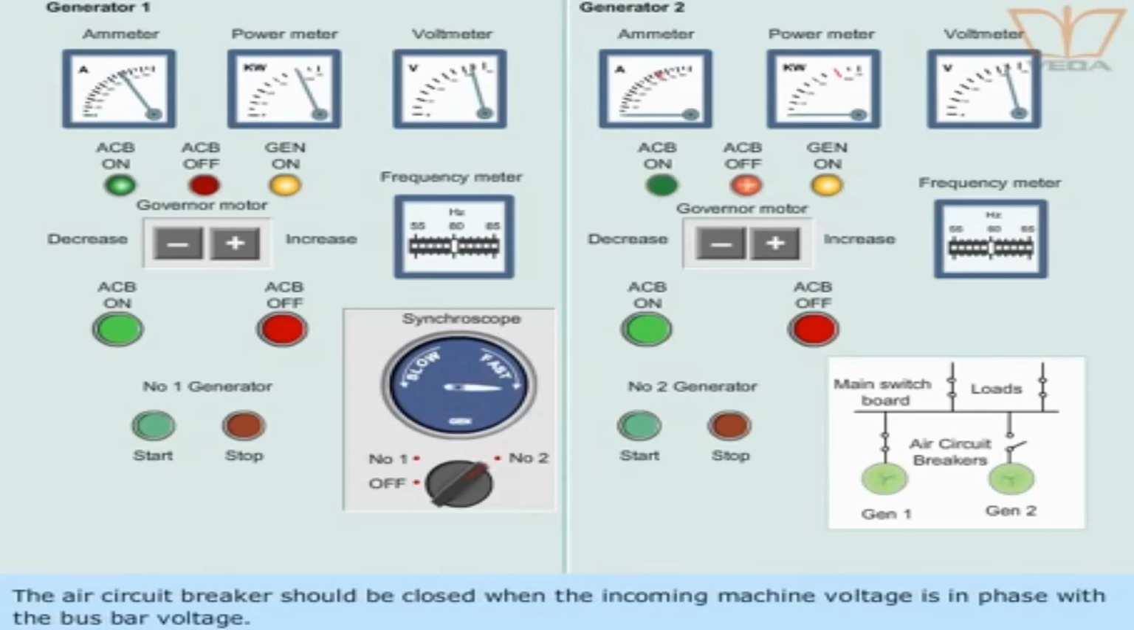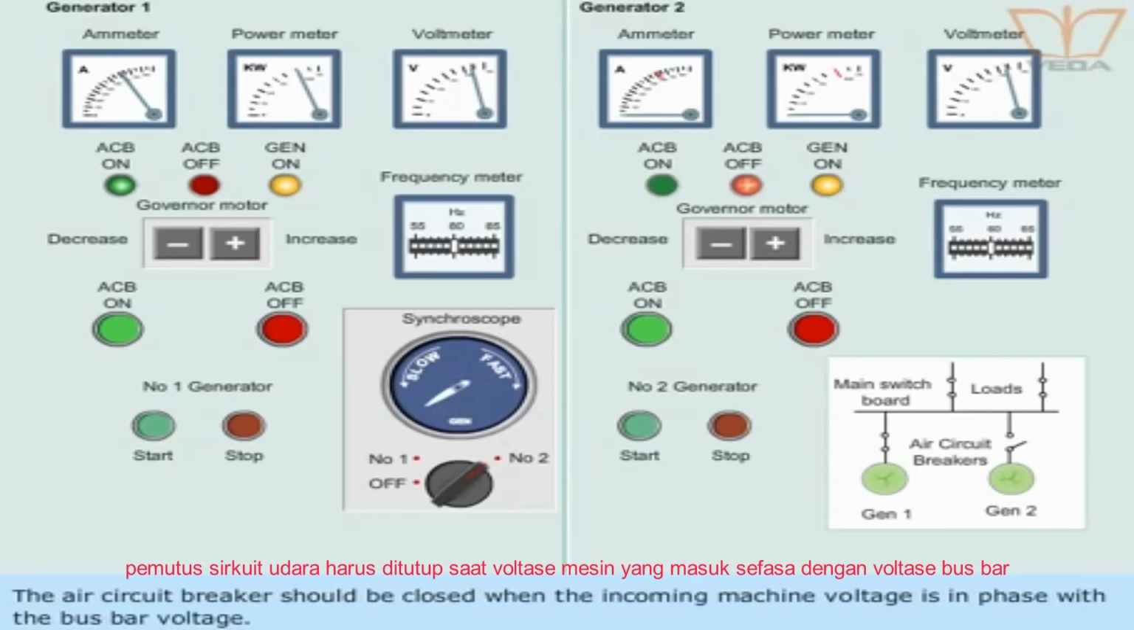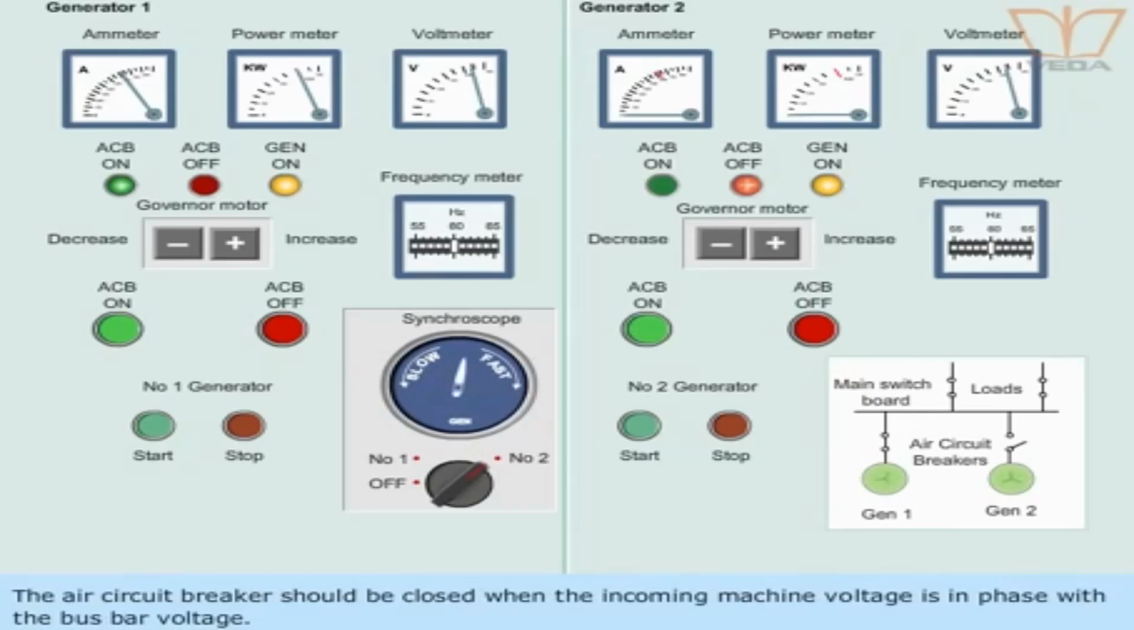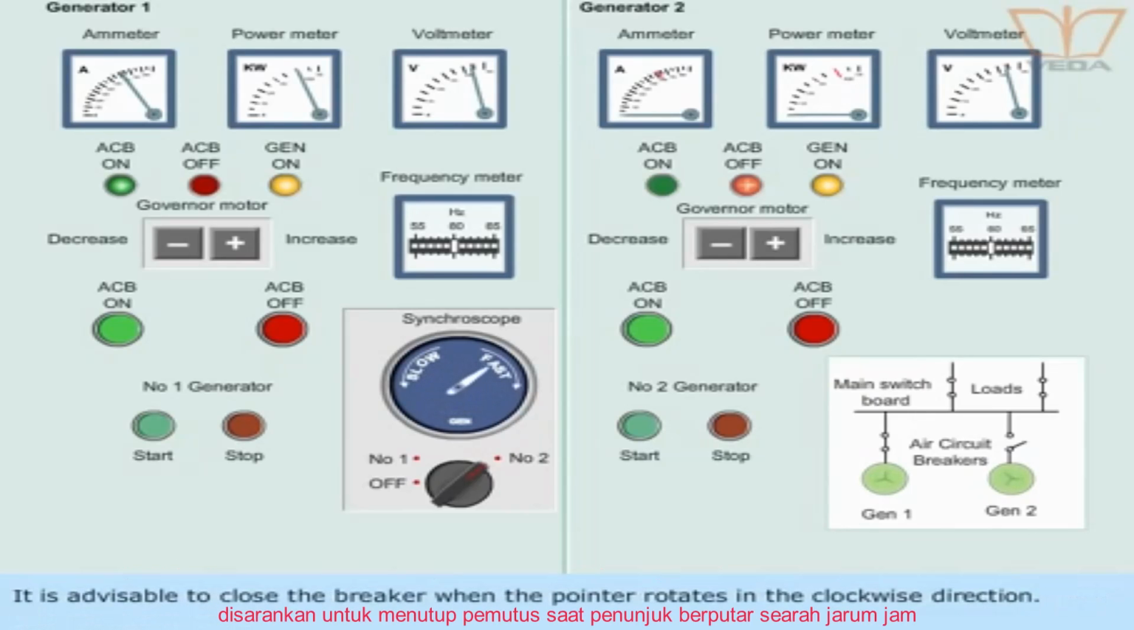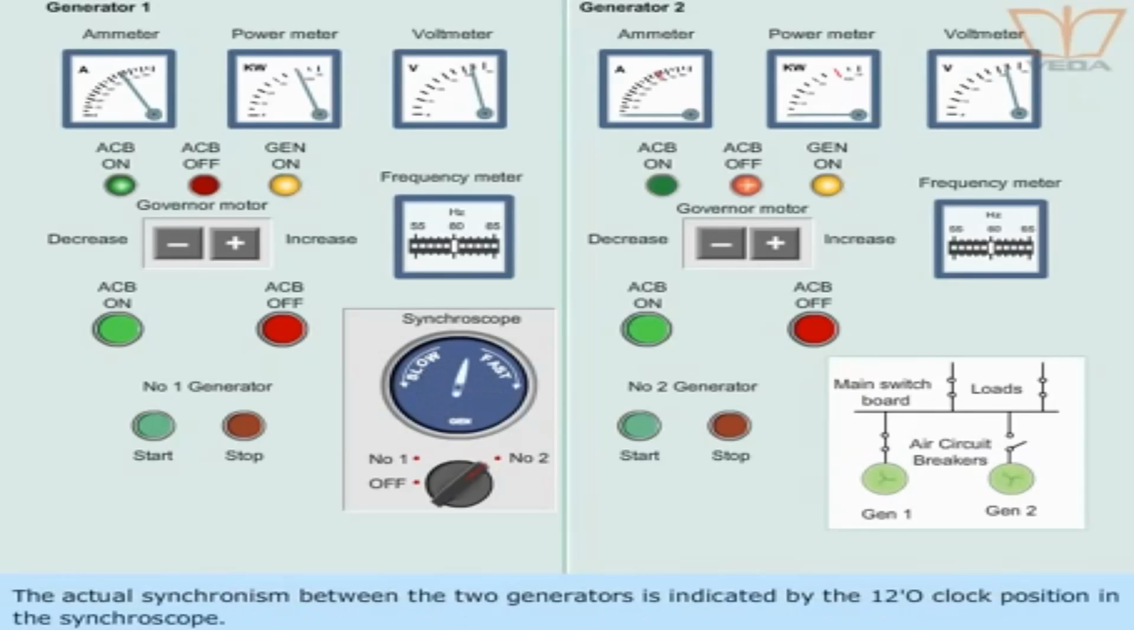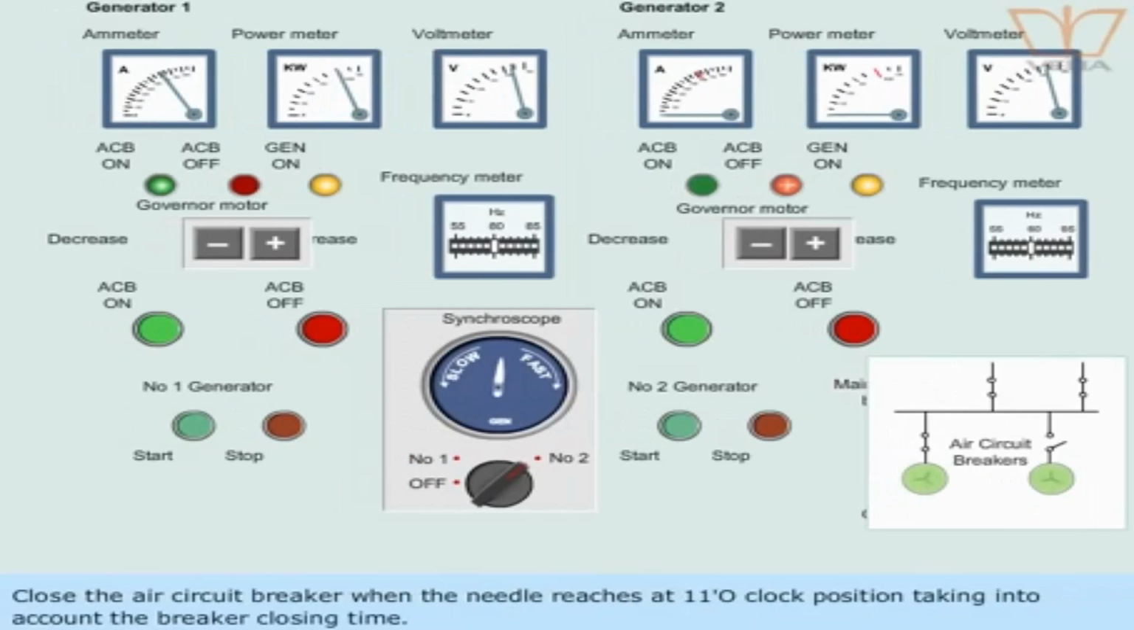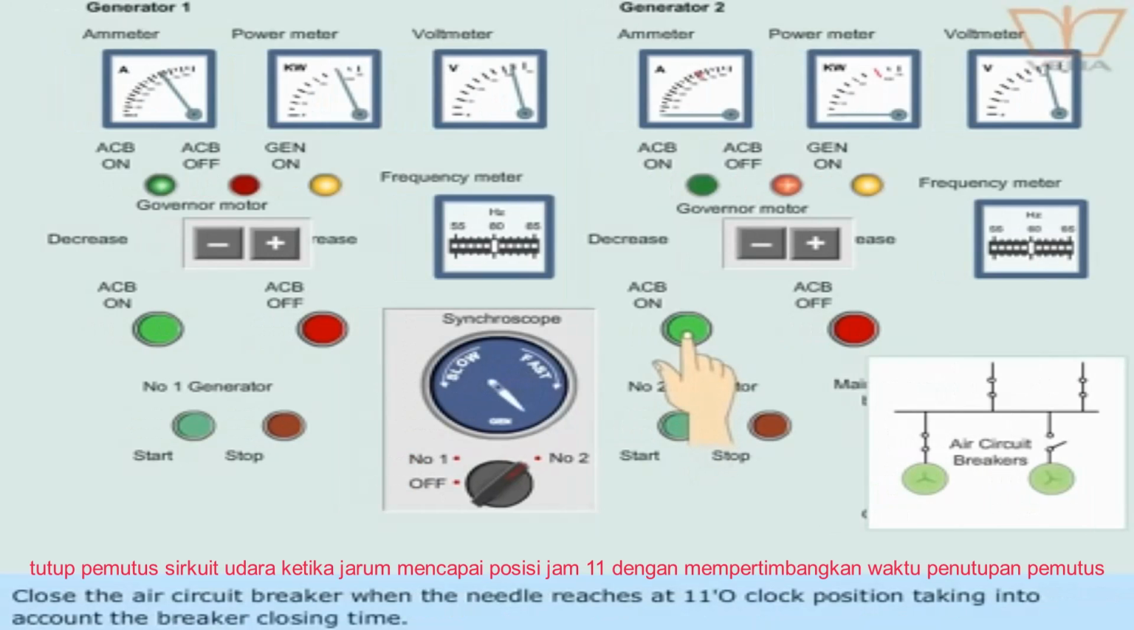The air circuit breaker should be closed when the incoming machine voltage is in phase with the bus bar voltage. It is advisable to close the breaker when the pointer rotates in clockwise direction. The actual synchronism between the two generators is indicated by the 12 o'clock position in the synchroscope. Close the air circuit breaker when the needle reaches the 11 o'clock position, taking into account the breaker closing time.